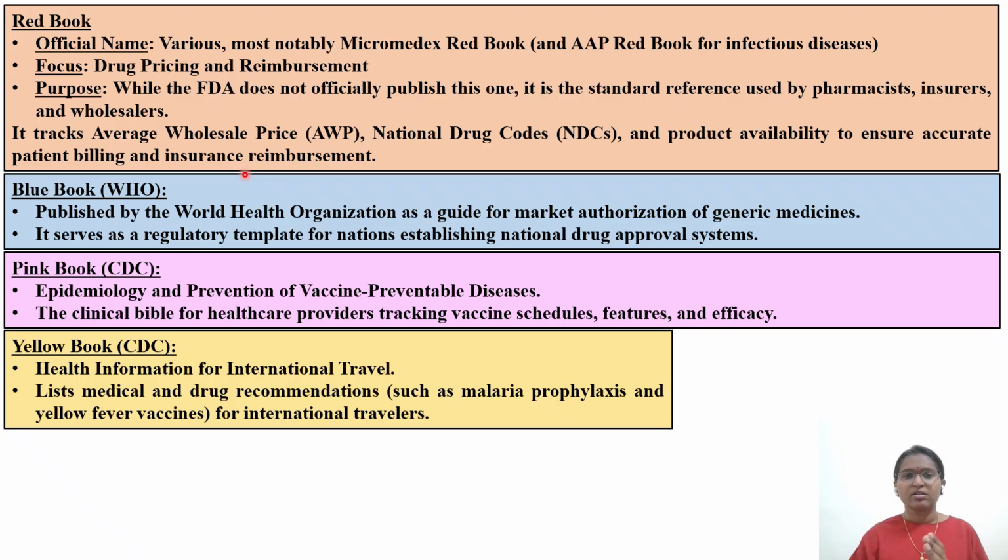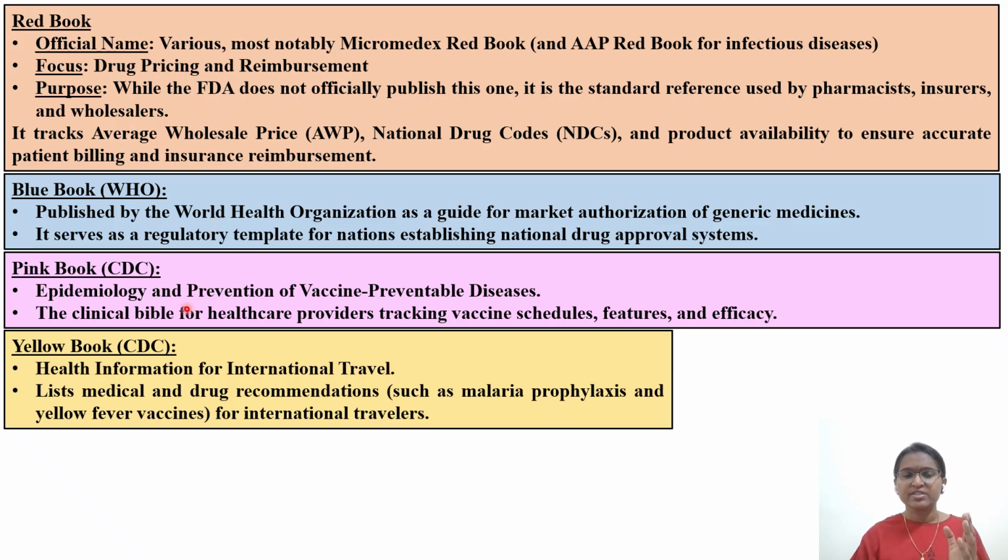Then next we will see what is a Blue Book. Blue Book and Pink Book, which are given by Health Canada, are not associated with the FDA. It publishes, the World Health Organization as a guide for market authorization of generic medicines, serves as a regulatory template for nations establishing national drug approval systems. So this WHO is giving this particular Blue Book.